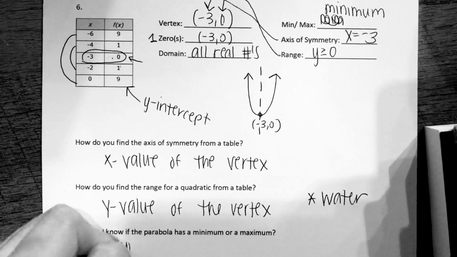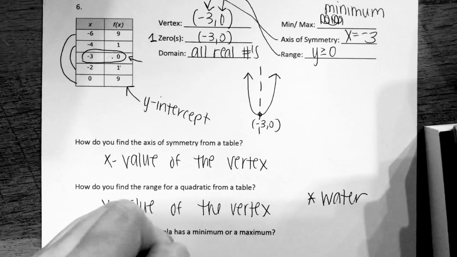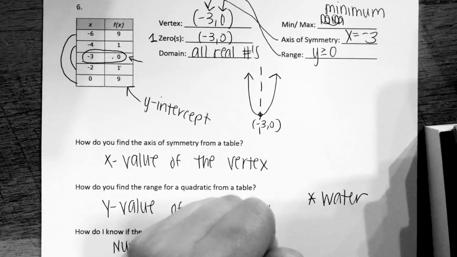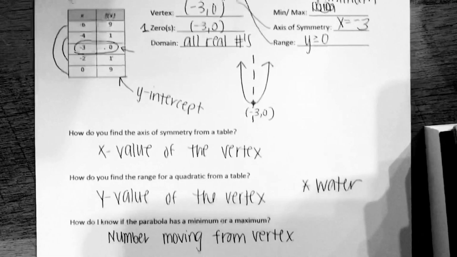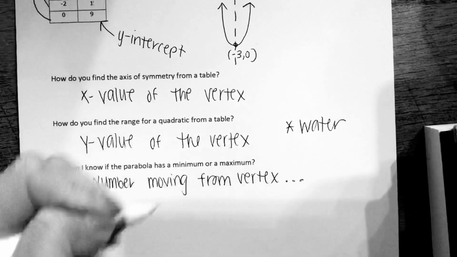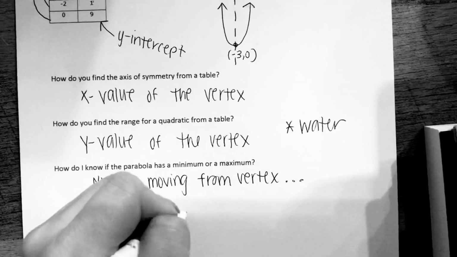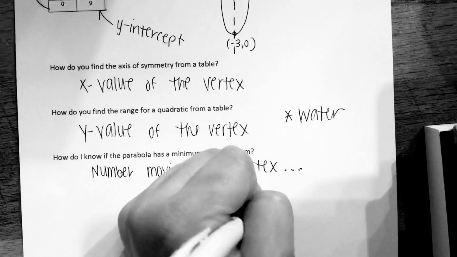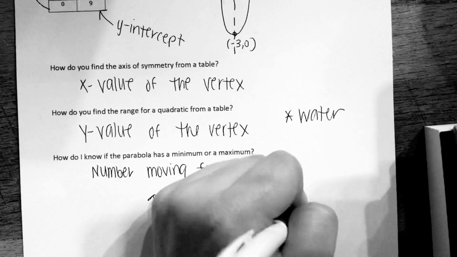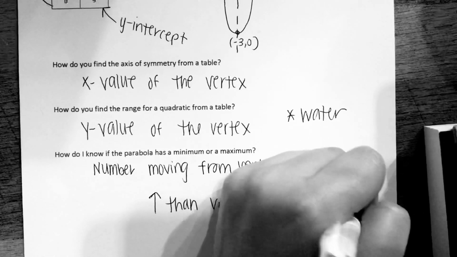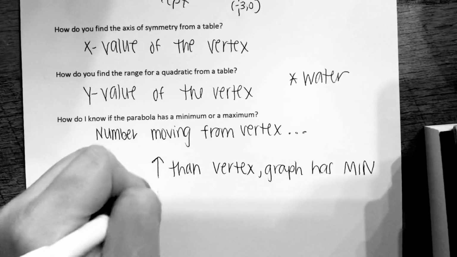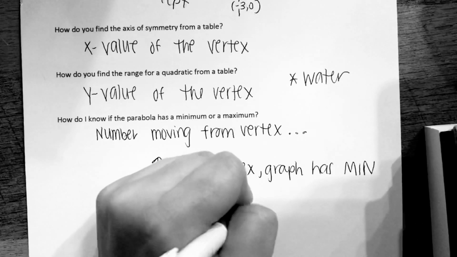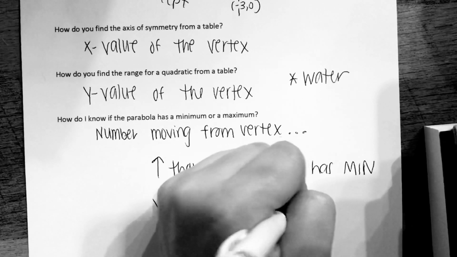So I'm looking for the numbers moving from the vertex. If they are bigger than the vertex, that means that this graph has a minimum. And if these numbers are smaller than the vertex, the graph has a max.